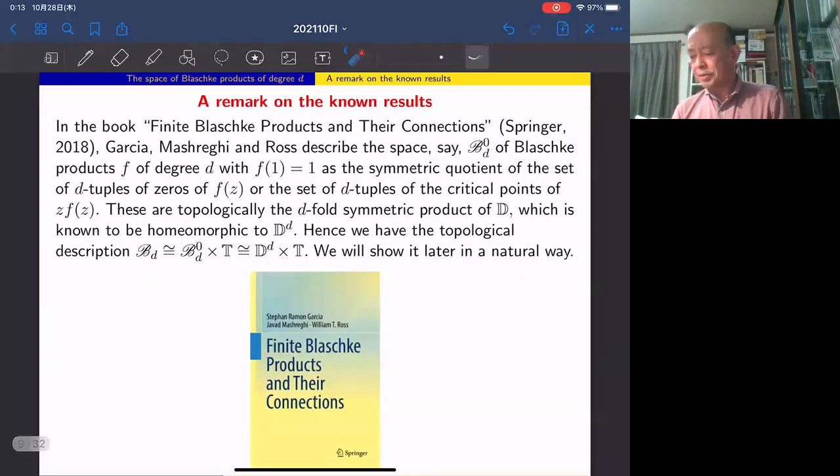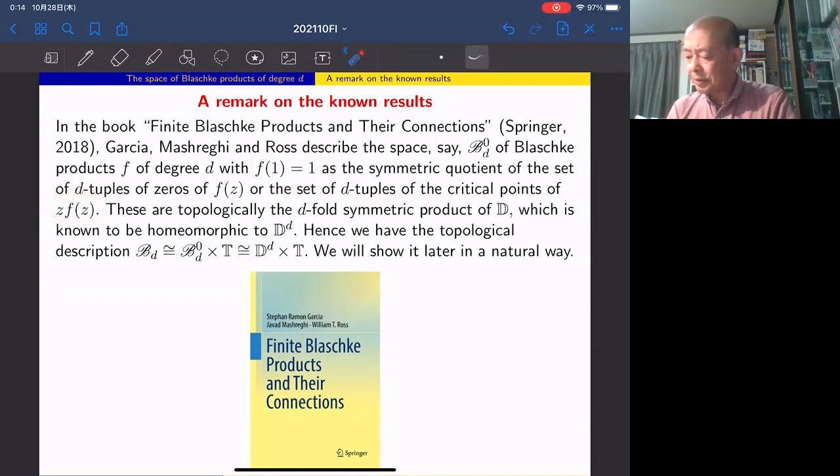Okay. So here is a small remark about known result as far as I know. In the book entitled Finite Blaschke Product and Their Connections, written by Professor Garcia, Mashweki, and Ross, described the related space, say BD naught of Blaschke products F of degree D with this normalization. So somehow this normalization killed the rotating factor, and the symmetric quotient of the set of D tuples of zeros of F, or the set of D tuples of the critical points of Z times F.